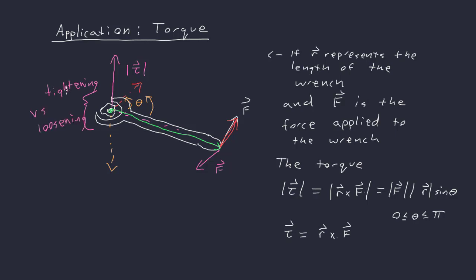And it has everything to do with what direction you are pushing the wrench at. So let's say here's our R, here's our F, and here's our torque vector.